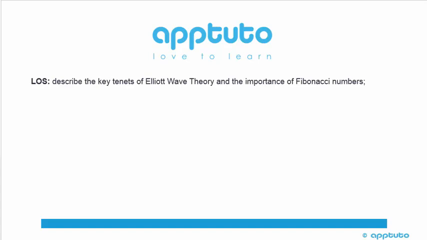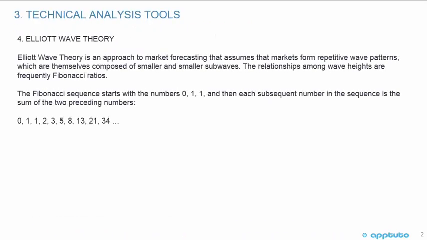This LOS is to describe the key tenets of Elliott Wave Theory and the importance of Fibonacci numbers, under technical analysis tools. Now we're going to look at the Elliott Wave Theory. The Elliott Wave Theory is an approach to market forecasting that assumes that the markets form repetitive wave patterns, which are themselves composed of smaller and smaller subwaves. The relationships among wave heights are frequently Fibonacci ratios.